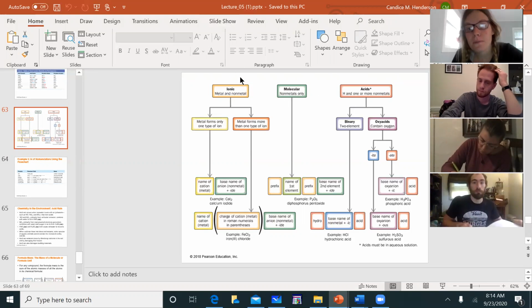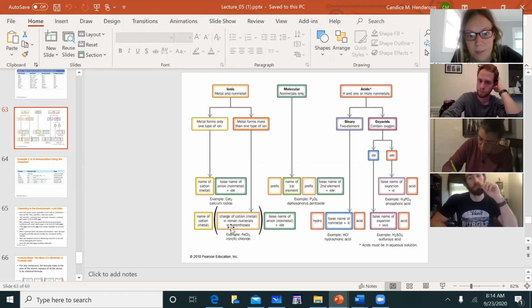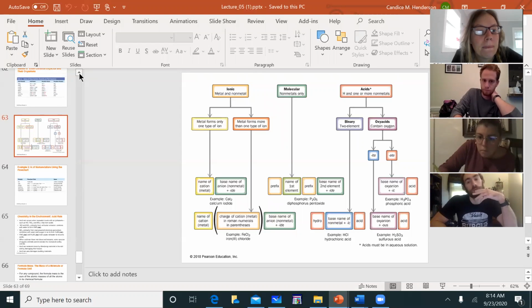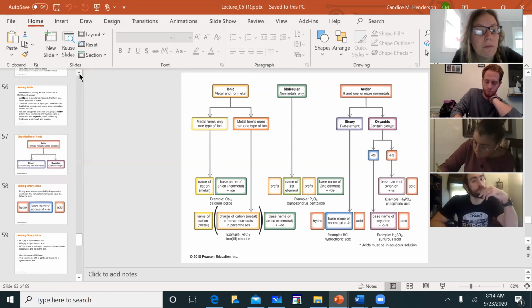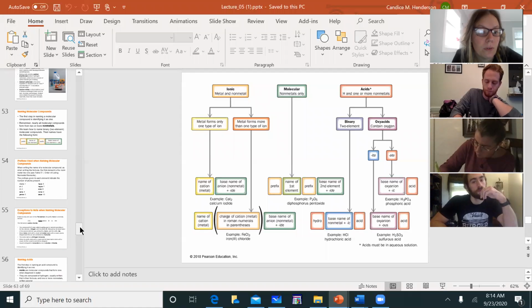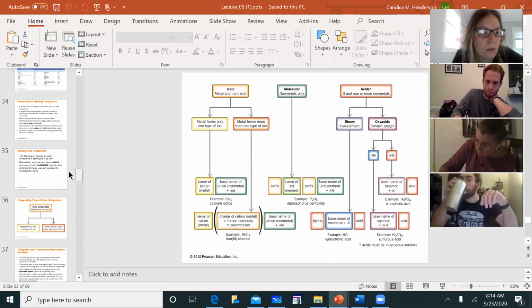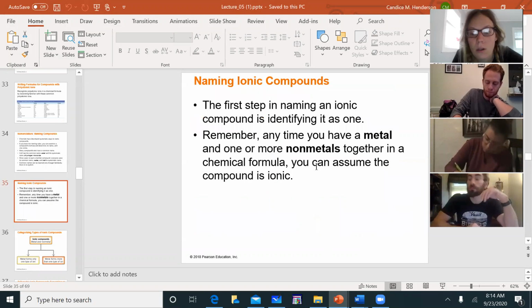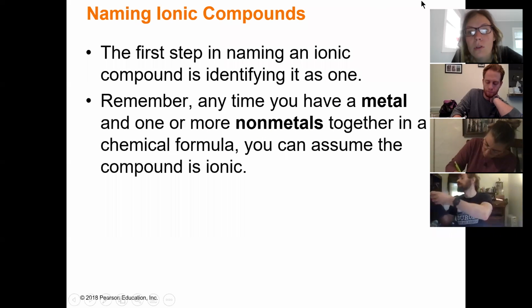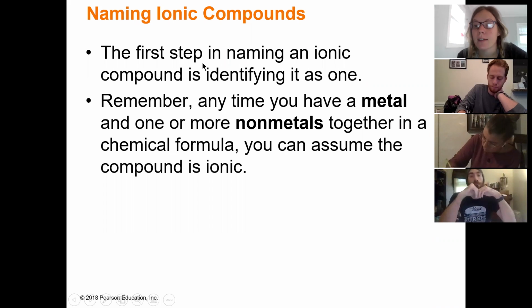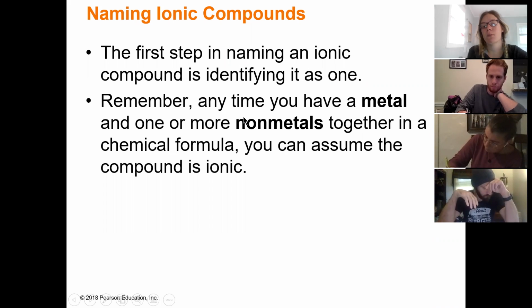Okay, so we're going to talk about this right here, this ionic section. And at this point, you know how to write formulas for ionic stuff. But we haven't yet come up with the names. So first thing when naming ionic compounds is identifying that it is in fact ionic. If it's not ionic, don't use these rules. So a metal combined with one or more nonmetals in its chemical formula, you can assume it's ionic.